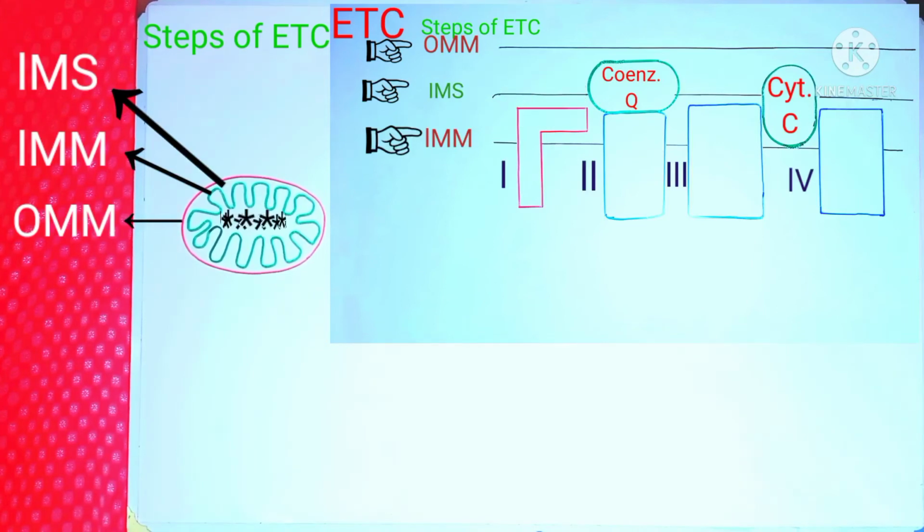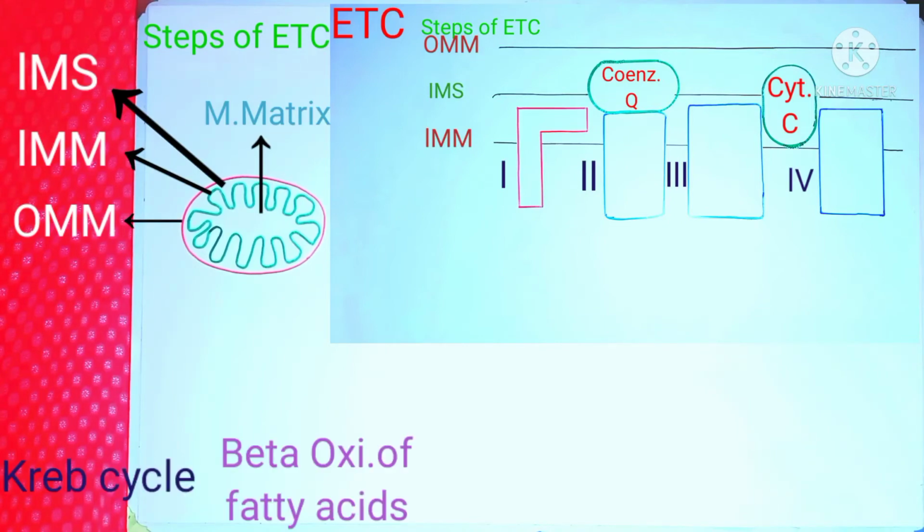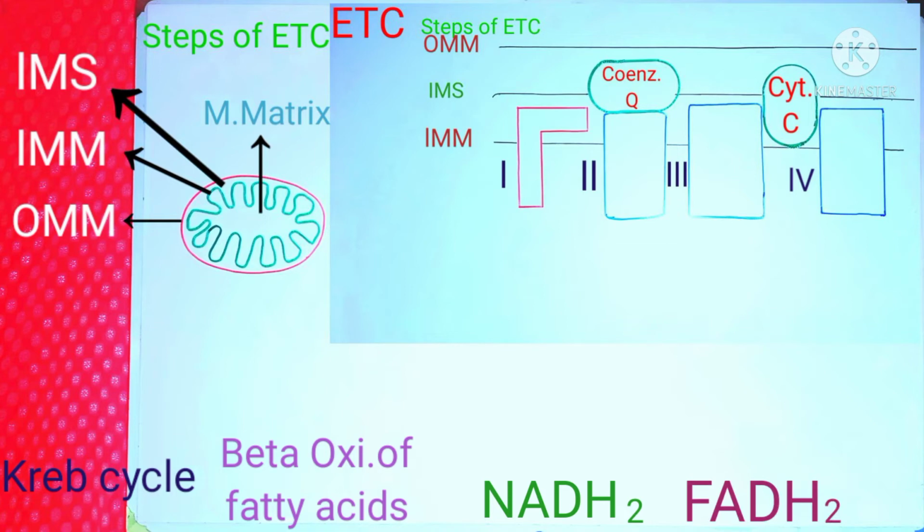whereas the space covered by the inner mitochondrial membrane is filled with a jelly-like material known as the mitochondrial matrix. In this mitochondrial matrix, different biochemical cycles are performed, like the Krebs cycle or the beta oxidation of fatty acids. These biochemical cycles prepare the reducing equivalents known as NADH2 and FADH2.